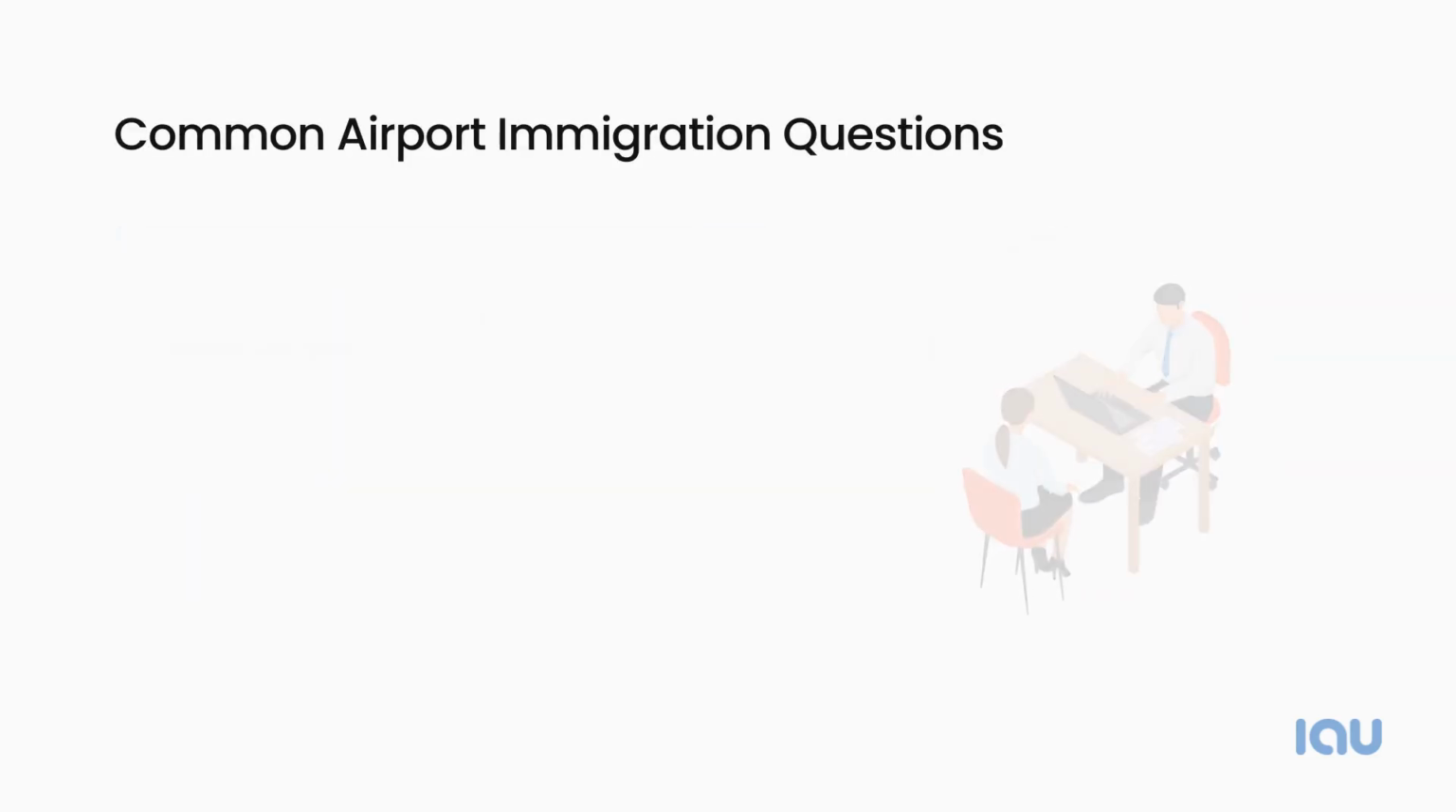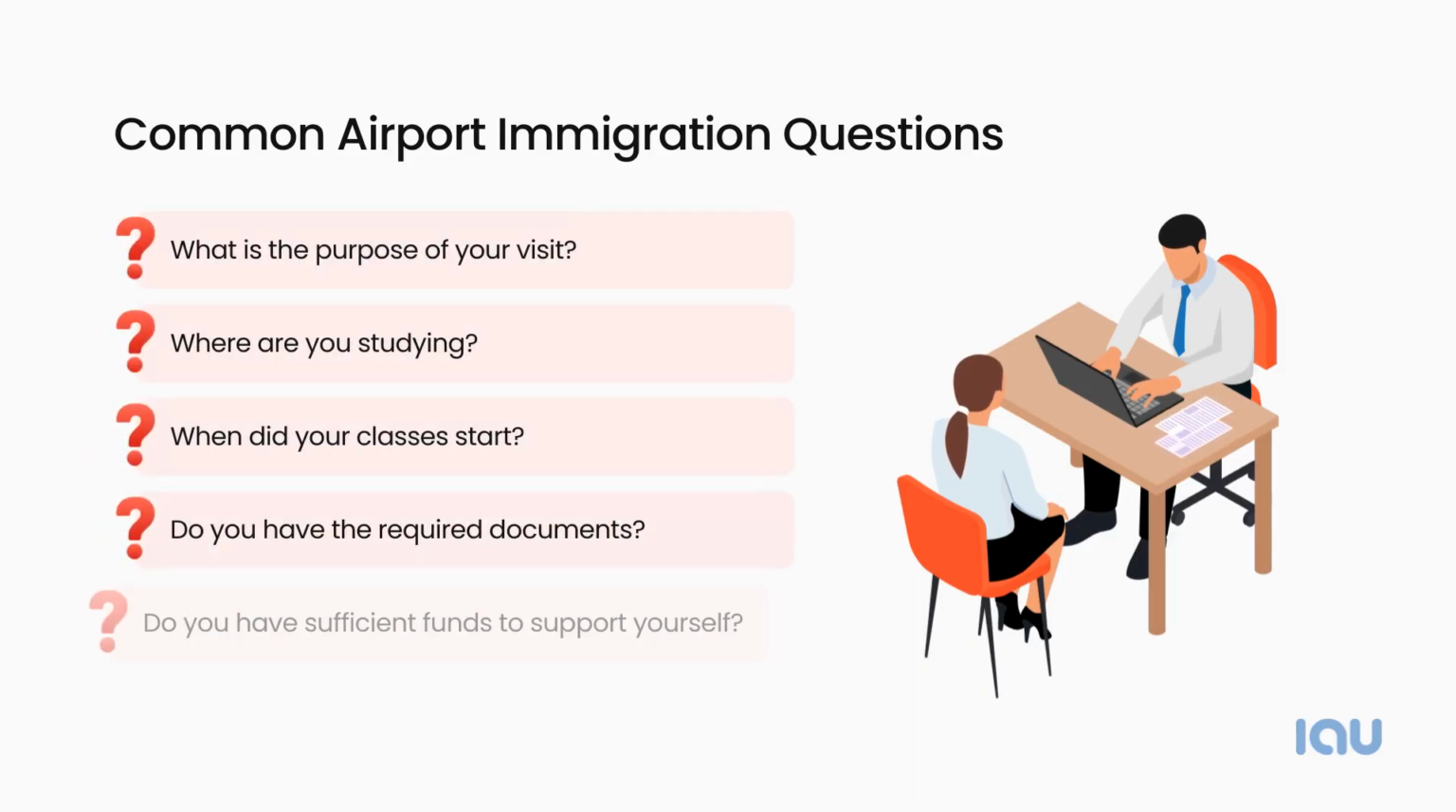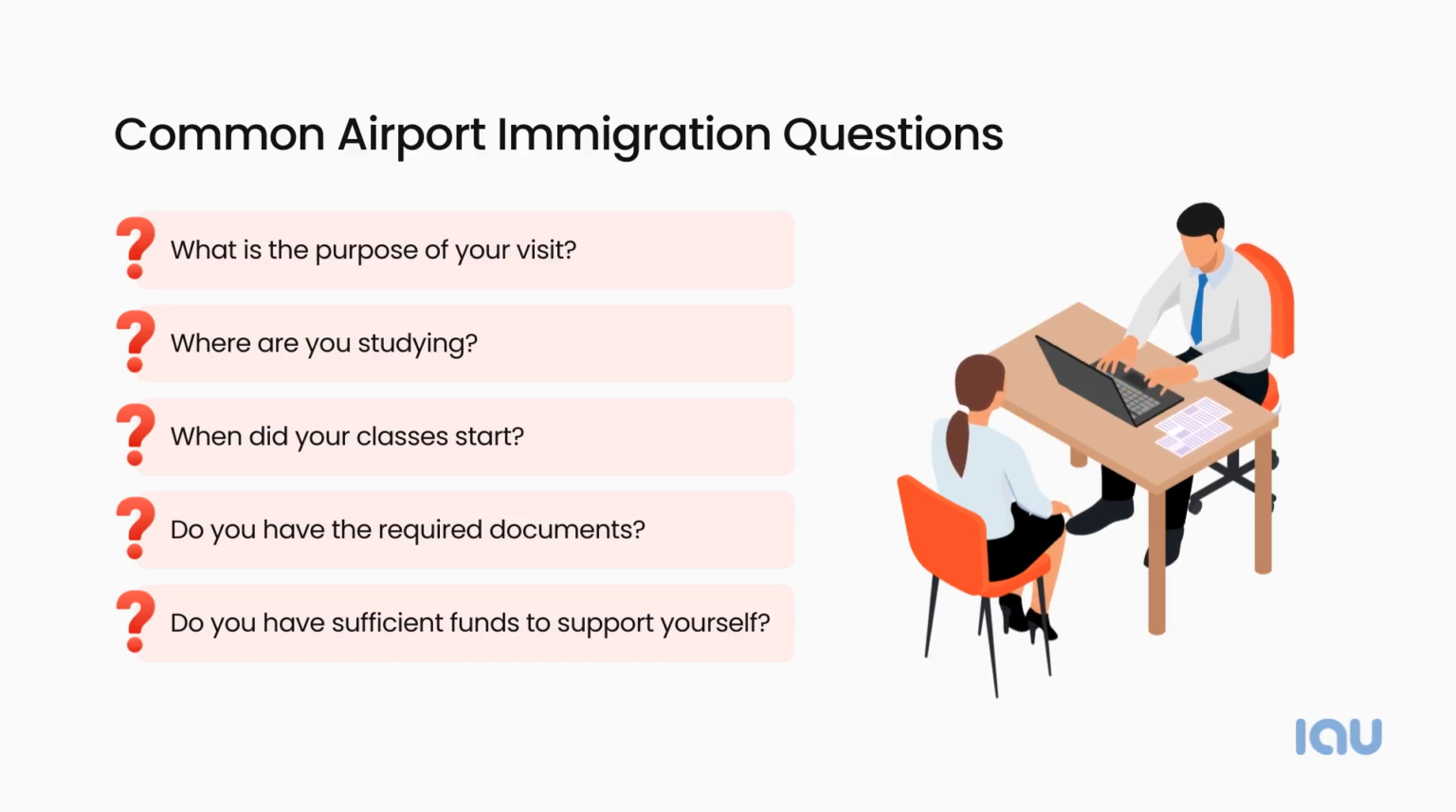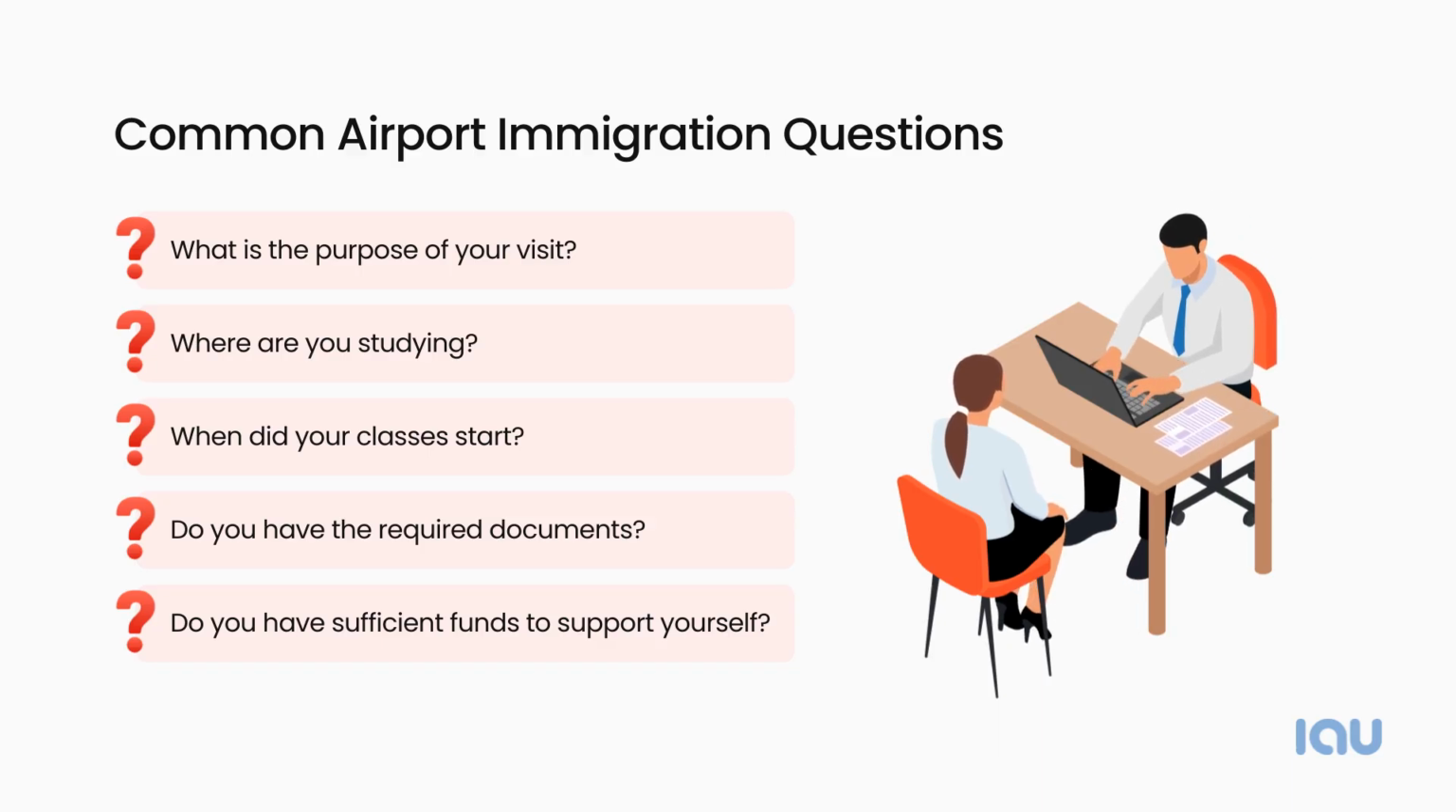When re-entering the U.S., Customs and Border Protection officers may ask you a few questions to verify your student status. Here are the most common ones and how to respond. If they ask what the purpose of your visit is, say that you are an F-1 student returning to continue your studies at your university. If they ask where you are studying, state your school's full name and location. If they ask when your classes started, give your exact start date.